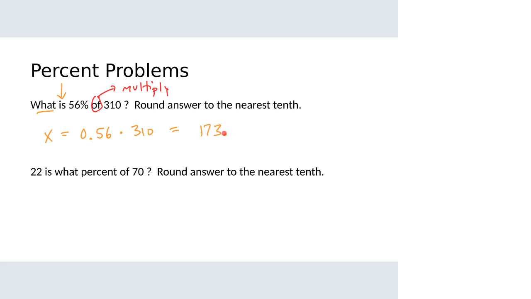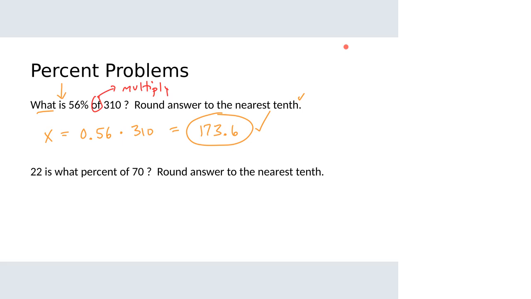173.6. It said round to the nearest tenth. Well, this already is, so our answer here is just 173.6. What is 56% of 310? 173.6 is 56% of 310. Let me know if you have questions on that one before we move to the one down below.